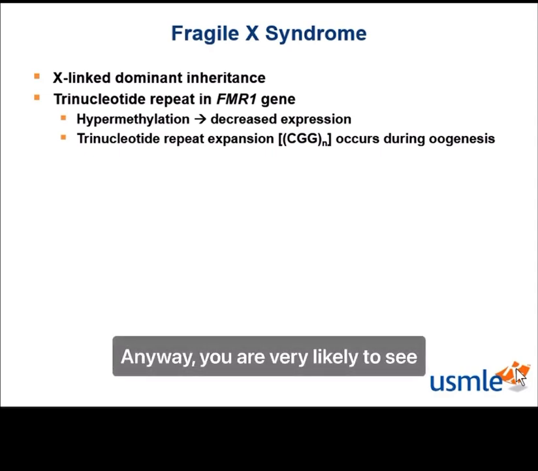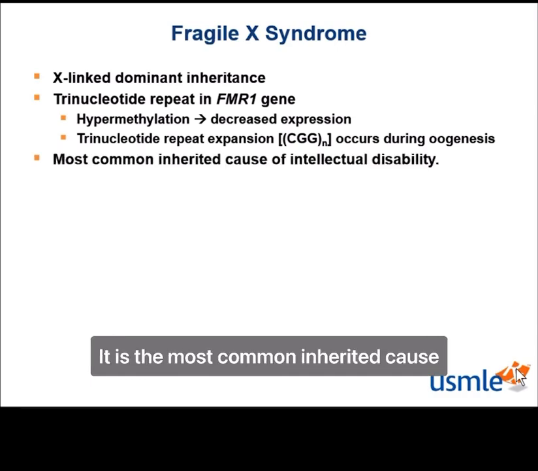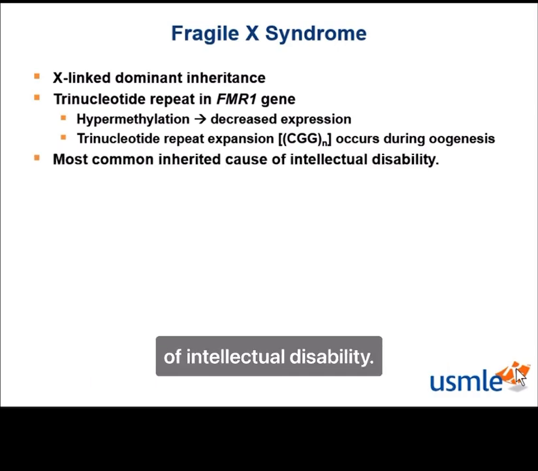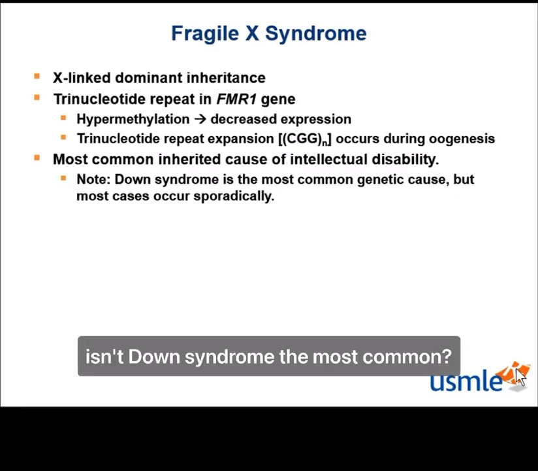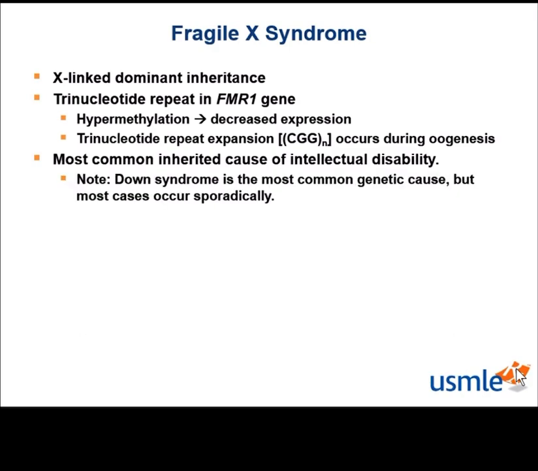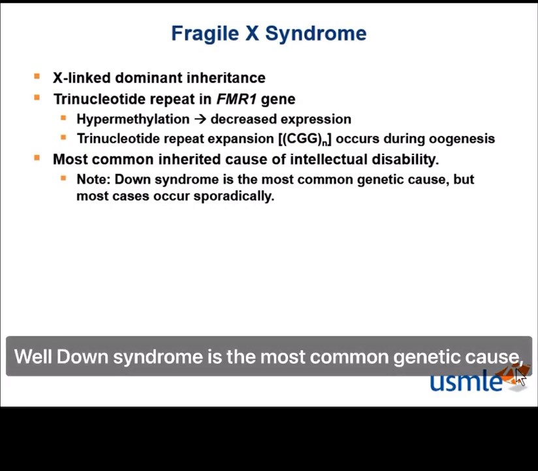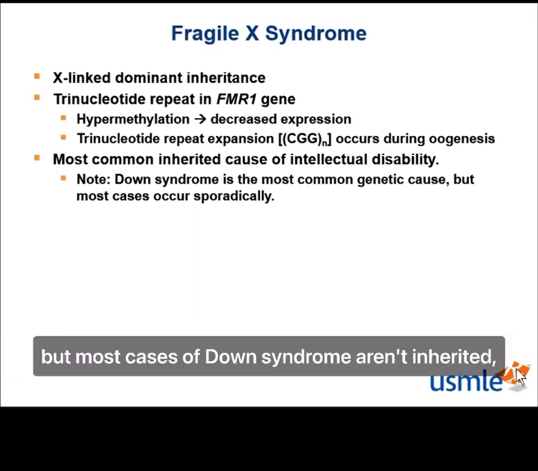Anyway, you are very likely to see Fragile X syndrome in your career. It is the most common inherited cause of intellectual disability. Now I know what you might be thinking. Isn't Down syndrome the most common? Well, Down syndrome is the most common genetic cause, but most cases of Down syndrome aren't inherited.